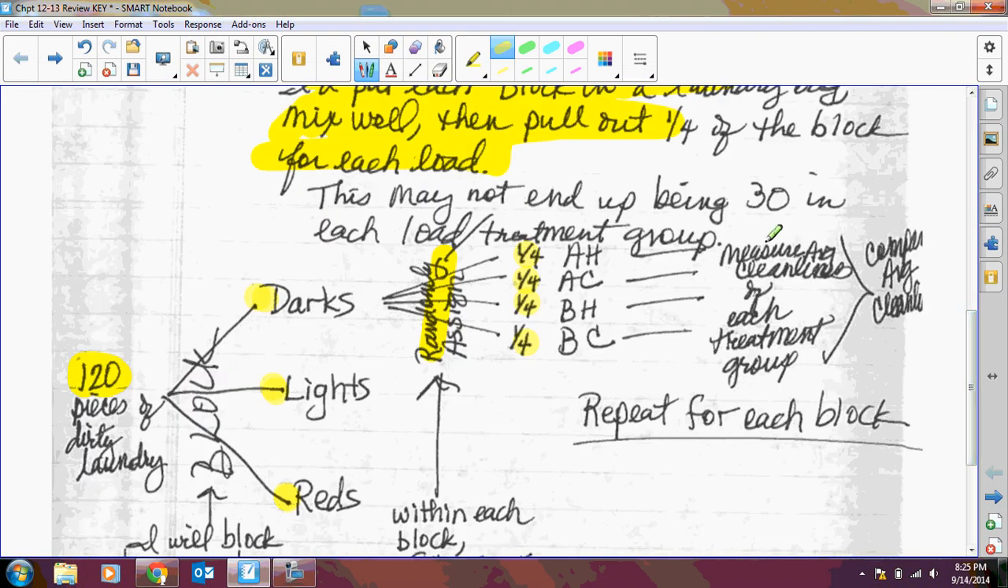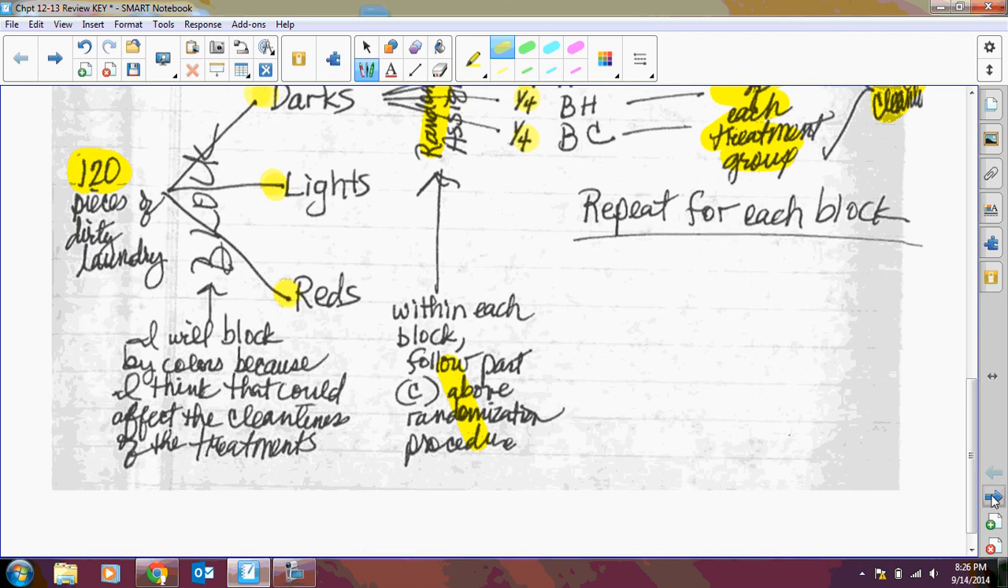Then I'm going to measure the average cleanliness for each treatment group, and then I will compare those average cleanliness values. And so that I do not have to write this over, I put repeat experiment for each block right there. Okay? All right, so that's the first problem.